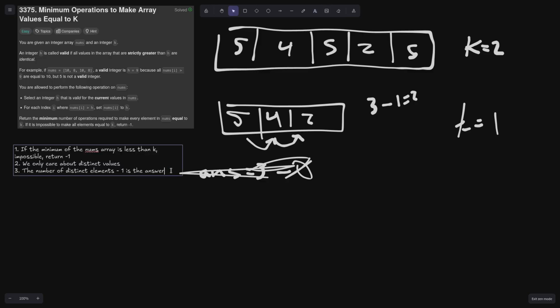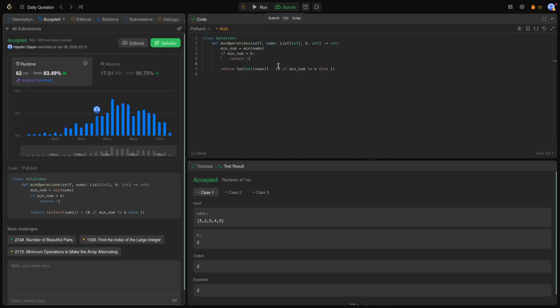And then this is if min num equals k. Wow, I cannot type. Subtract 1, else do nothing. So that's basically what this is doing.